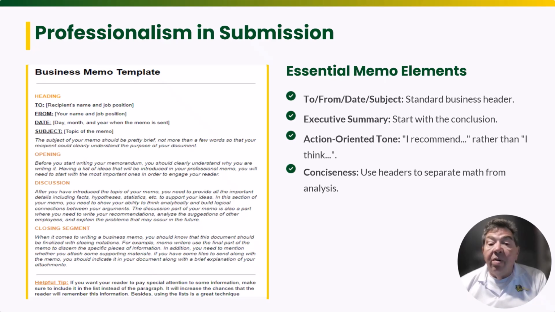Your final report must be a professional one-page business memo. It should include a standard header and an executive summary that starts with your conclusion. Use an action-oriented tone. Say, "I recommend," rather than "I think," and use clear headings to separate your math from your analysis.